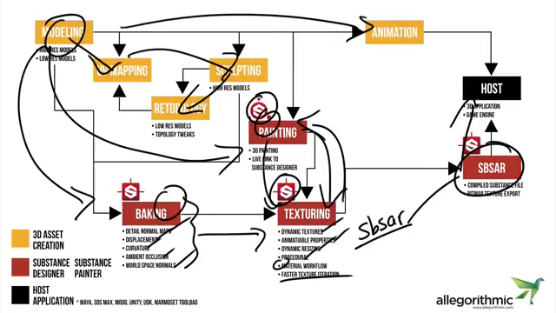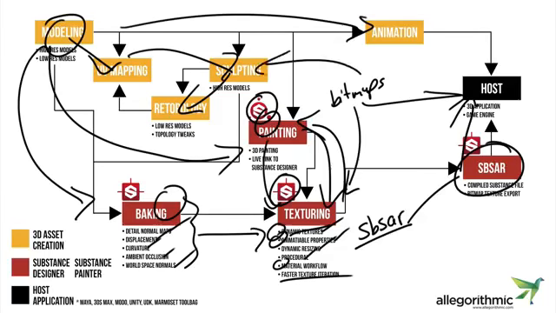Substance Designer is where we're going to create all of our tweakable parameters, our animatable properties, our dynamic textures, and so on. Now, Substance Painter is going to export bitmaps for us. Again, we could use that directly in Substance Designer. We can take these bitmaps directly into Unity, or we can use those back in our DCC application as well.